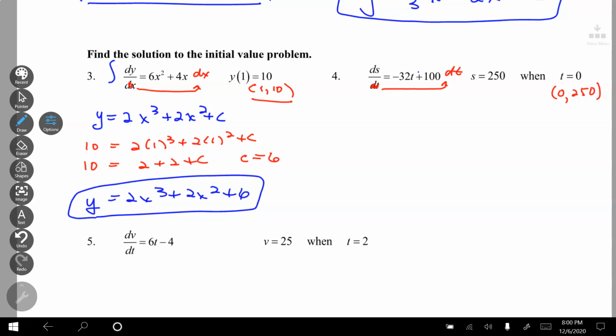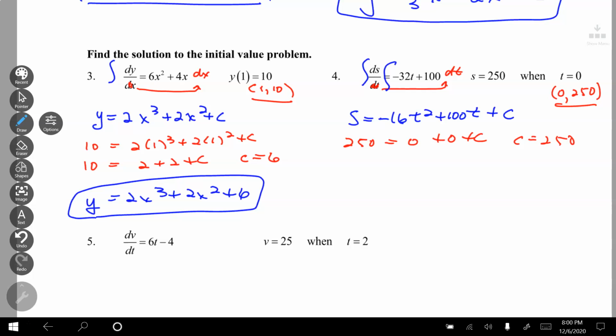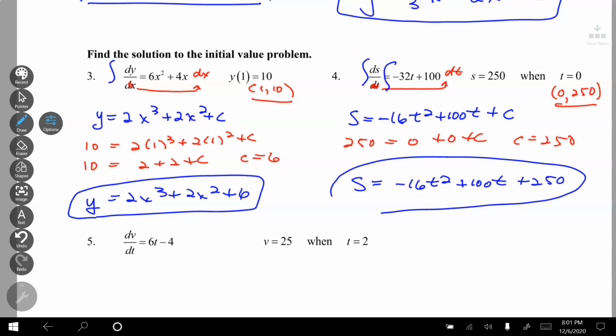We're going to do the same thing over here, but let's pay attention. Notice my variable is t. So I get s equals negative 16t squared plus 100t plus c. I could plug in what I have initially, so I get 250 equals 0 plus 0 plus c, so c is just 250. It's nice when I have x or t equals 0, so I get s is equal to negative 16t squared plus 100t plus 250. So those are those two problems.